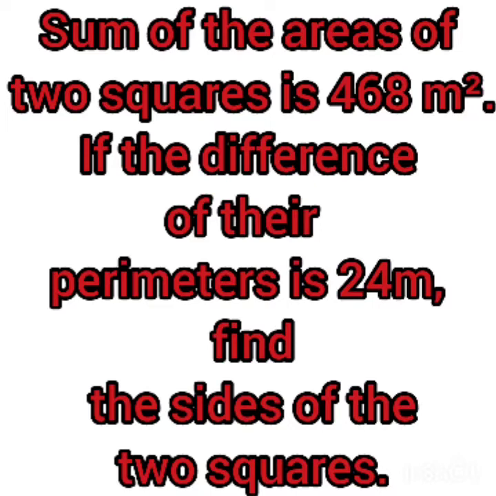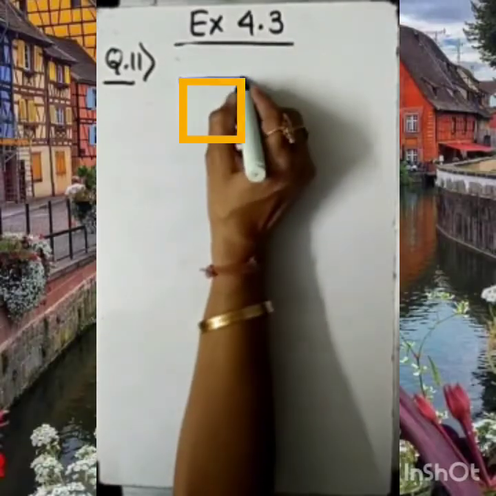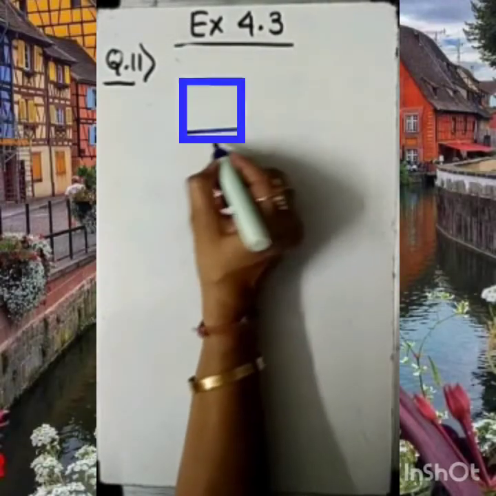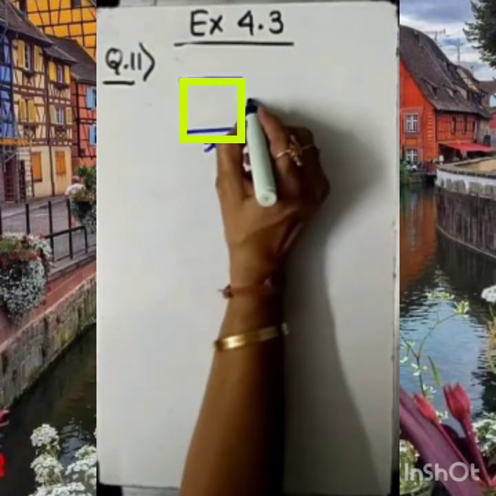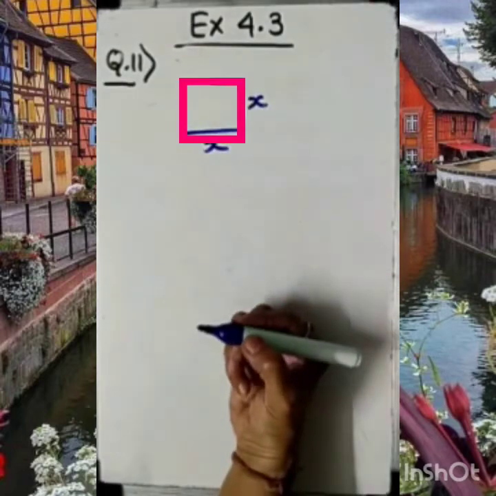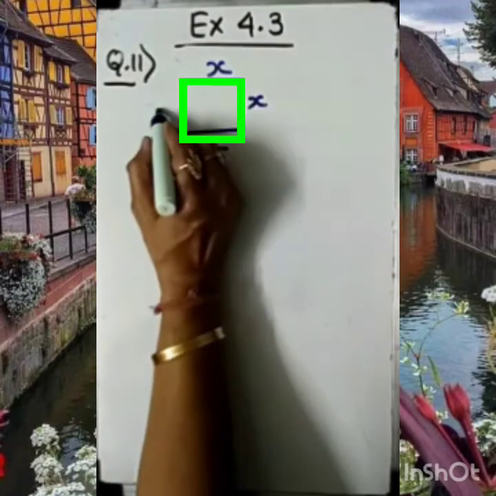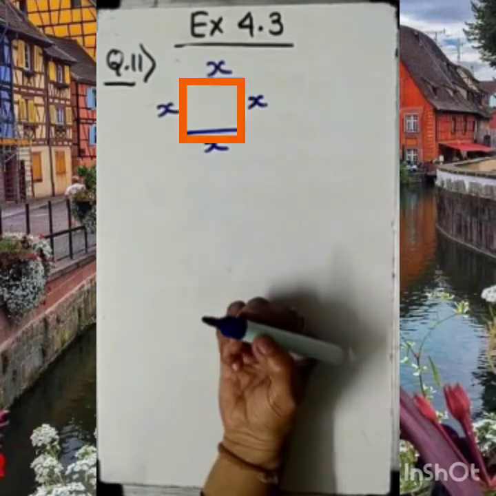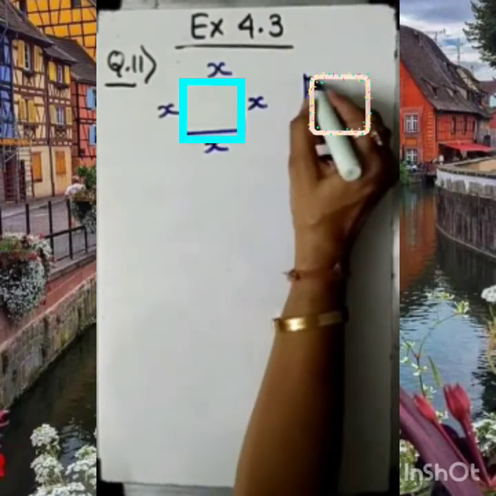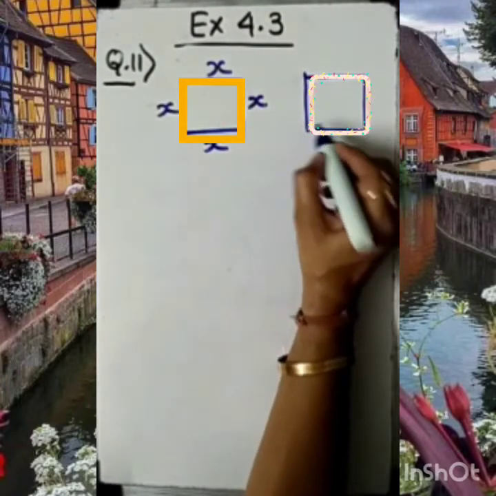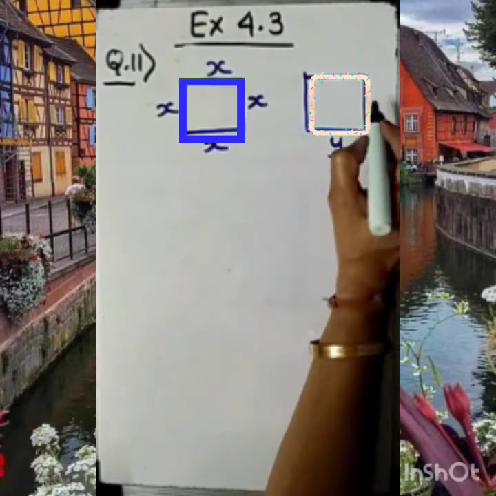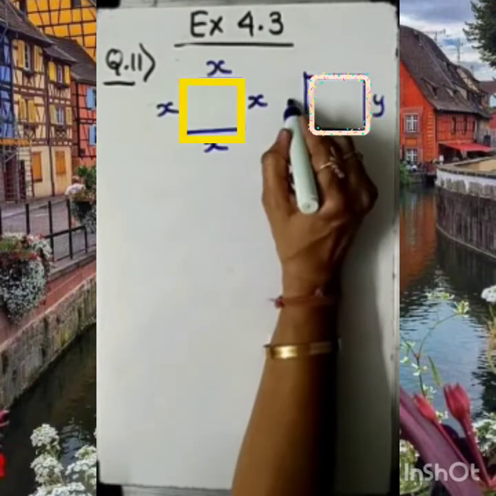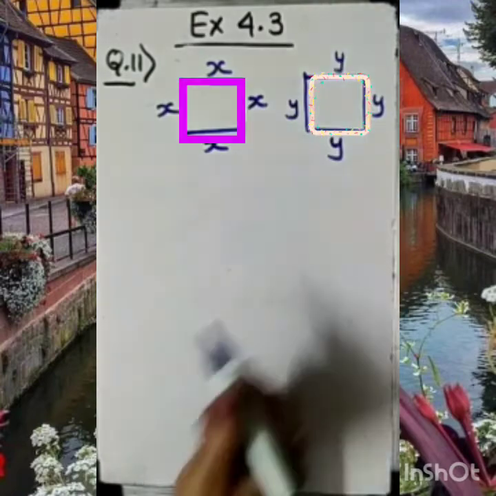Now, first question to you: what is the area of a square? Suppose I have a square with side x. So if this side is x, all the way this side is also x, this side is also x. And if I have one more square with side y, all the sides will be equal, that is y.